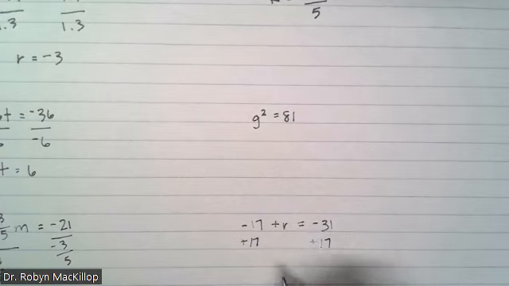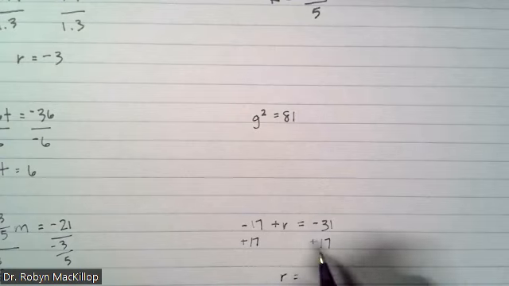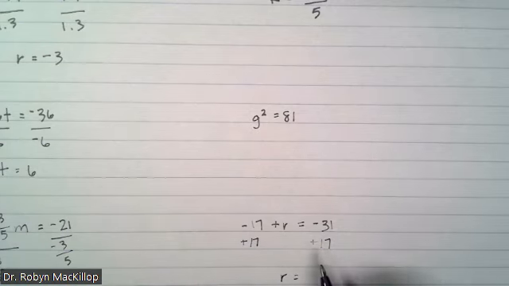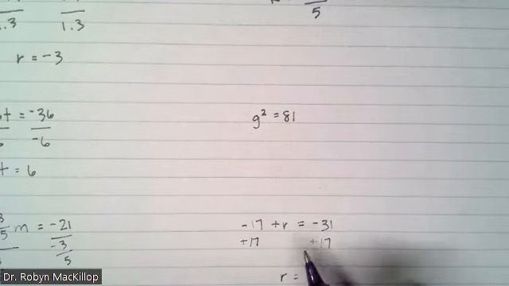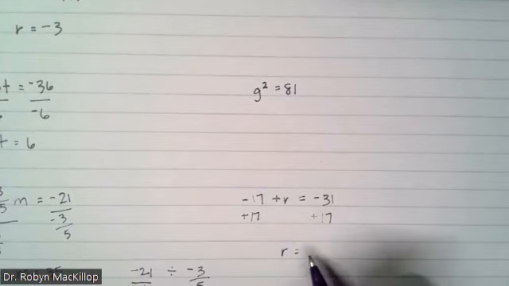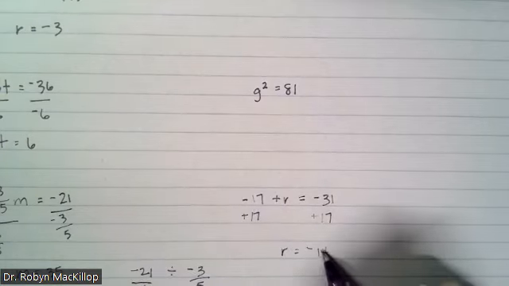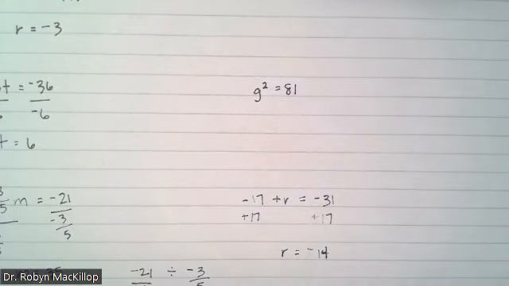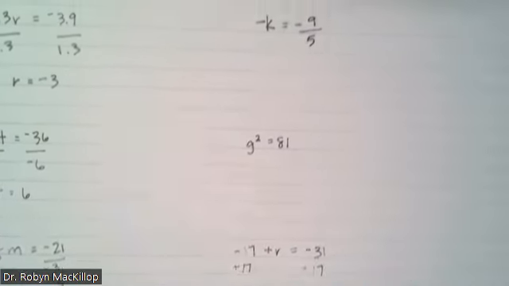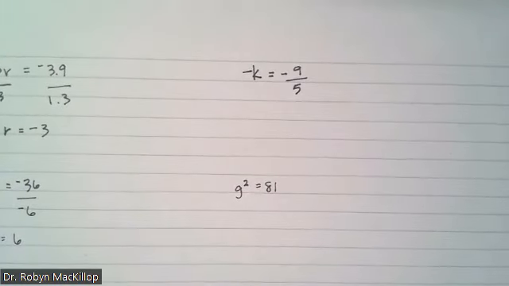So now we have r and negative 31 plus 17 is going to be a negative number because your largest number is a negative. I think it's negative 14. You can do the math. I don't have my calculator handy, so I'm doing that in my head. So if I am wrong, you just correct it. All right, now we've got these two up here.